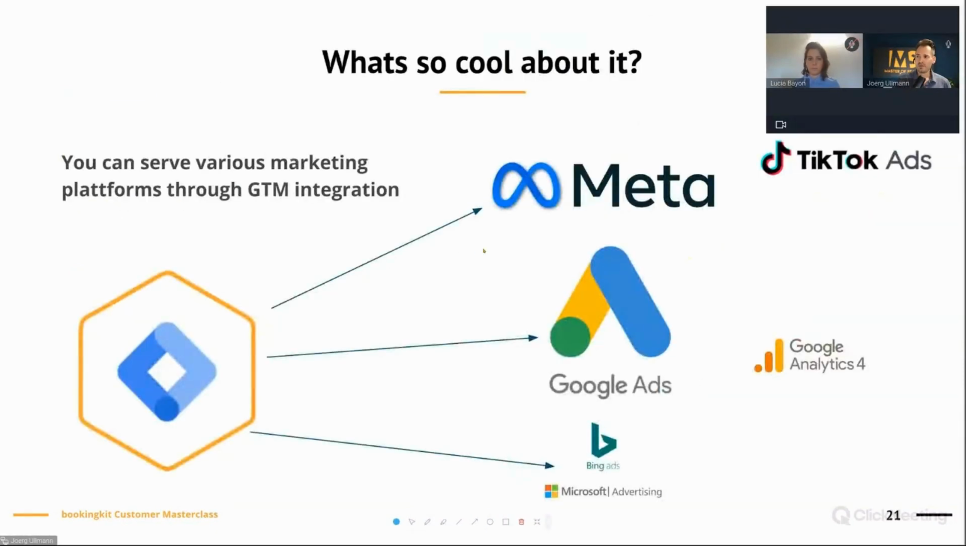All right. What's so cool about the Google Tag Manager integration is, as I said before, that it is very versatile. So you can make use of the variables and values for other platforms, which is Meta, Google Ads. Maybe some of you have Bing Ads or Microsoft Search Ads in place. Maybe some of you already have TikTok ads in place. I don't know. Maybe hit the chat and let us know. And of course, you can send the events to Google Analytics 4 via Google Tag Manager.